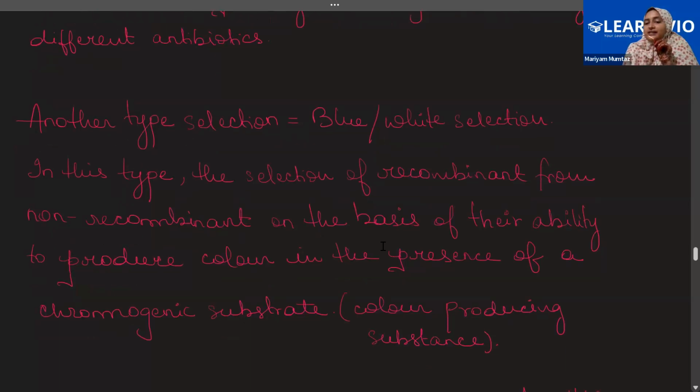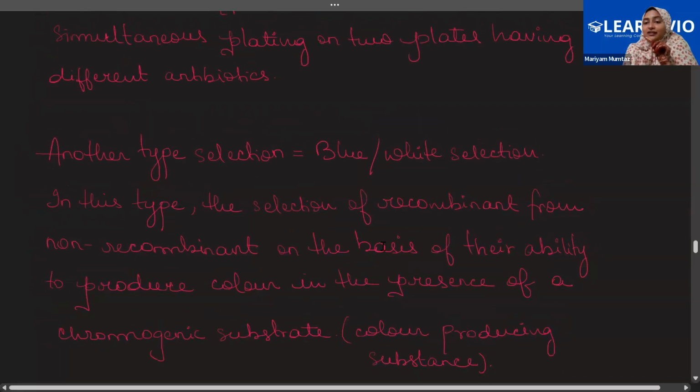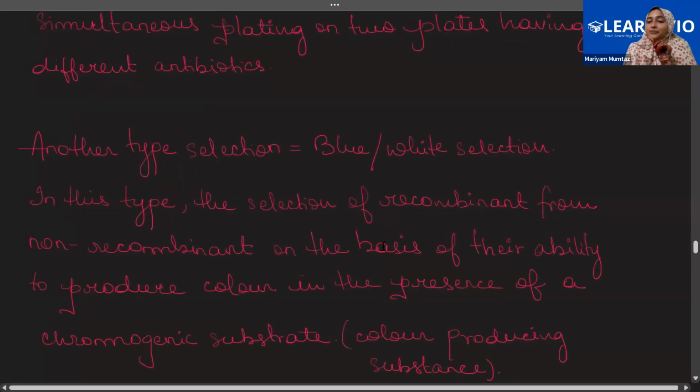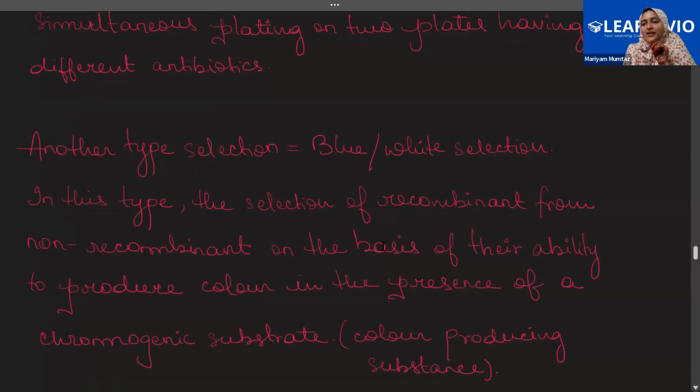This is blue-white selection. You people remember the color forming colonies: the ones that have the alien DNA, will they form the color or not form the color? Form the color. That have alien DNA, they will form the color. No. That has.